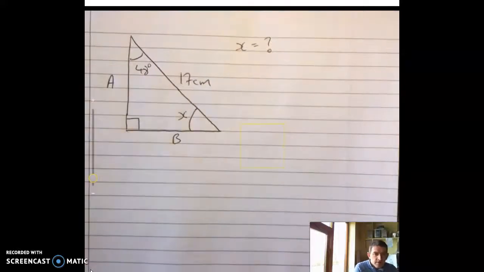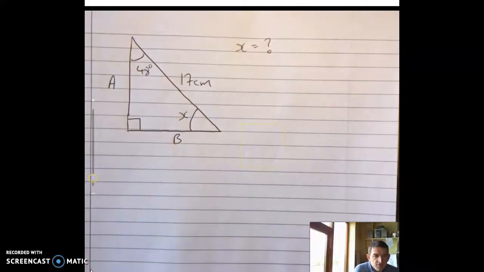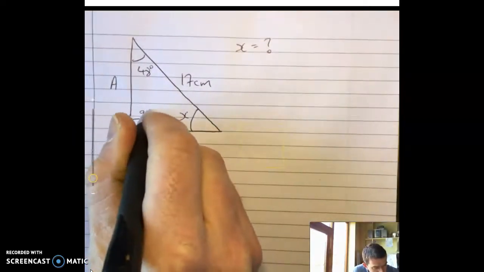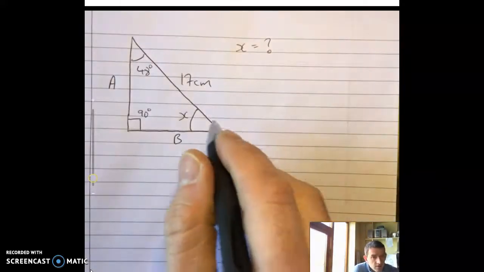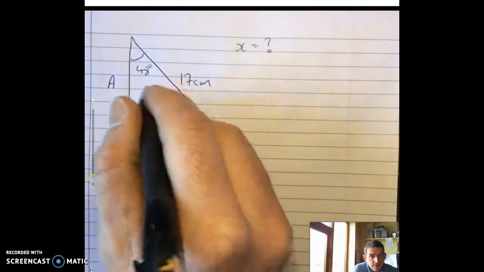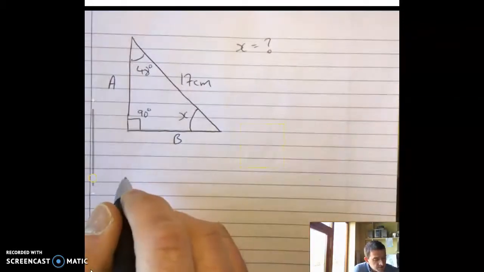Right, we have a triangle here and we're looking to find the size of the missing angle x. We know that this one is 90 degrees because it's a right angle. Find the size of the missing angle. Well, all three internal angles in a triangle add up to 180 degrees.